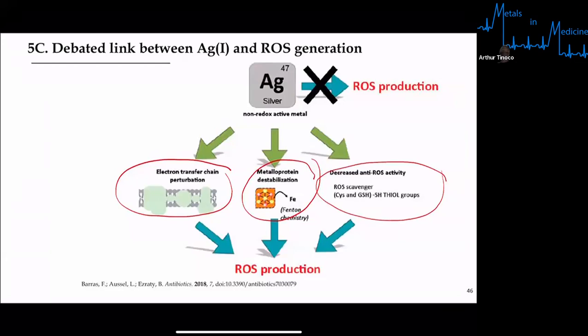Indirectly, possibly. Yeah, possibly because it is a soft metal, and so maybe because of that softness, you might be able to disrupt some of these pathways.